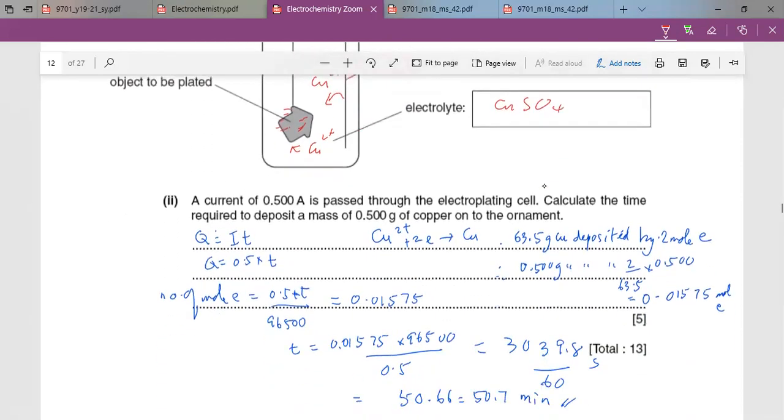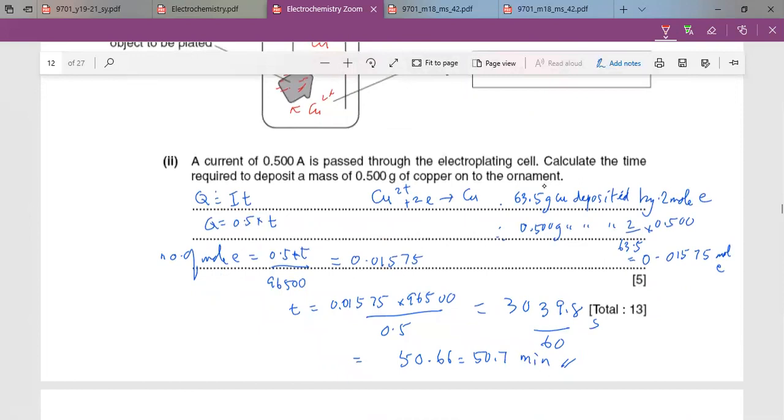The current passed is 0.500 ampere. They want 0.500 grams to be deposited through the electroplating cell. Calculate the time required to deposit it. It can be minutes or seconds, up to you, but of course the answer will be in seconds first, then you convert to minutes. So here you find 2 things. I will put the 2 things here.